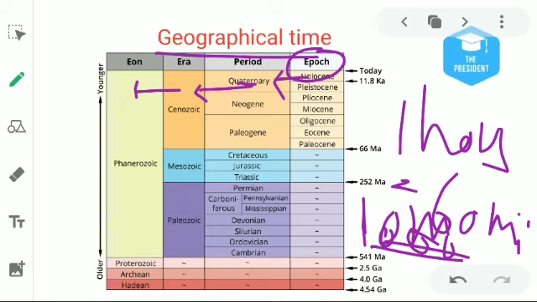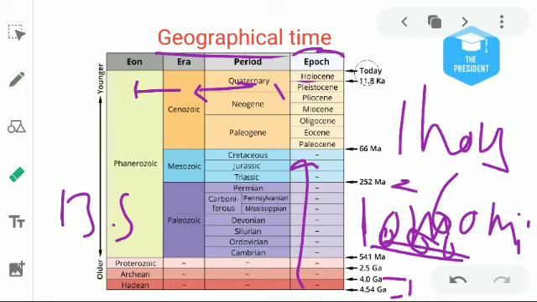So the time when the earth formed, 13.5 billion years ago, the earth was formed. From that time, all these times have passed, and we are living today in this epoch. What is its name? This name is the Holocene. We are living in the Holocene, after the Pleistocene, Pliocene, Miocene, Oligocene, Eocene, Paleocene. And we are living in the epoch Holocene.